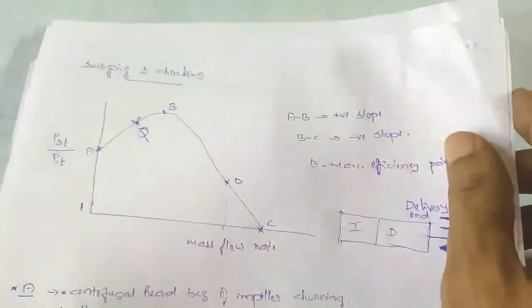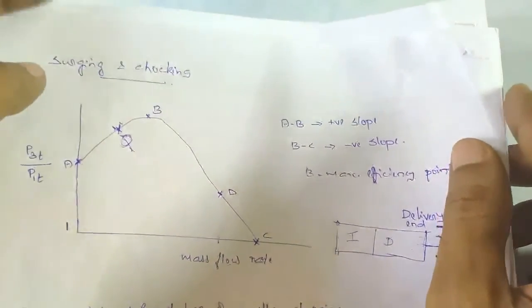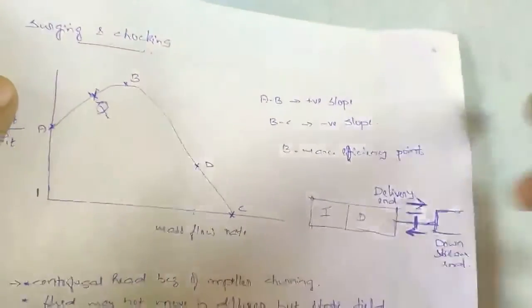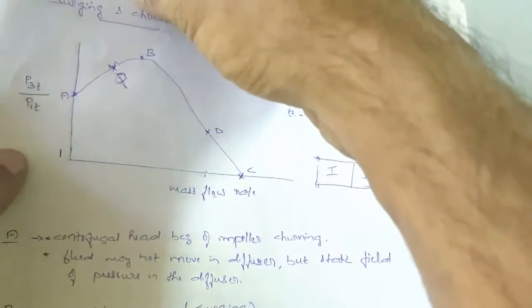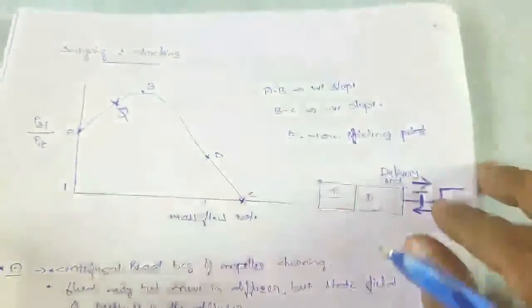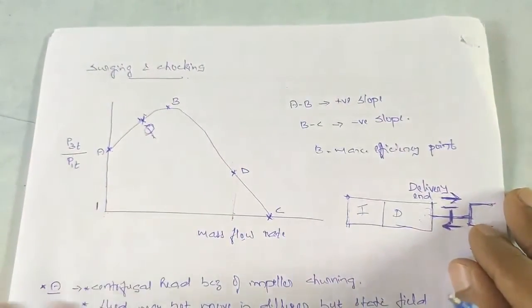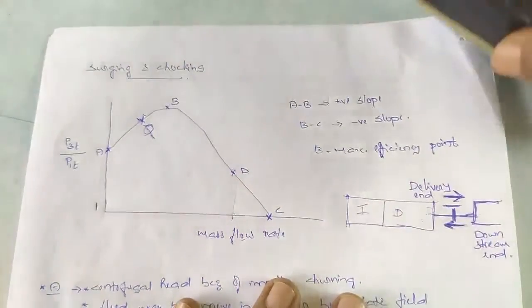Now we will move on to another important topic known as the characteristic curve of a compressor. Characteristic curve of a compressor, and with that we will explain two phenomena known as surging and choking. Surging and choking.